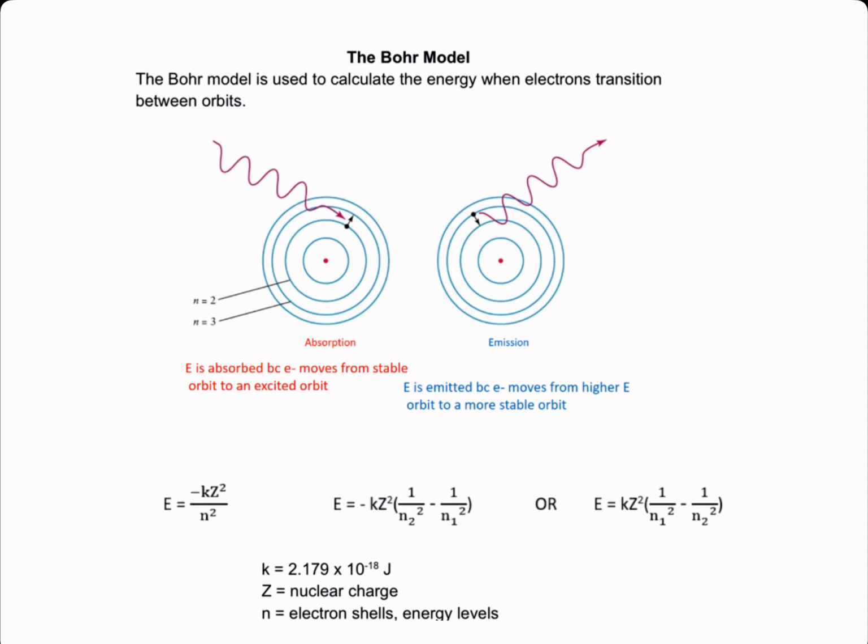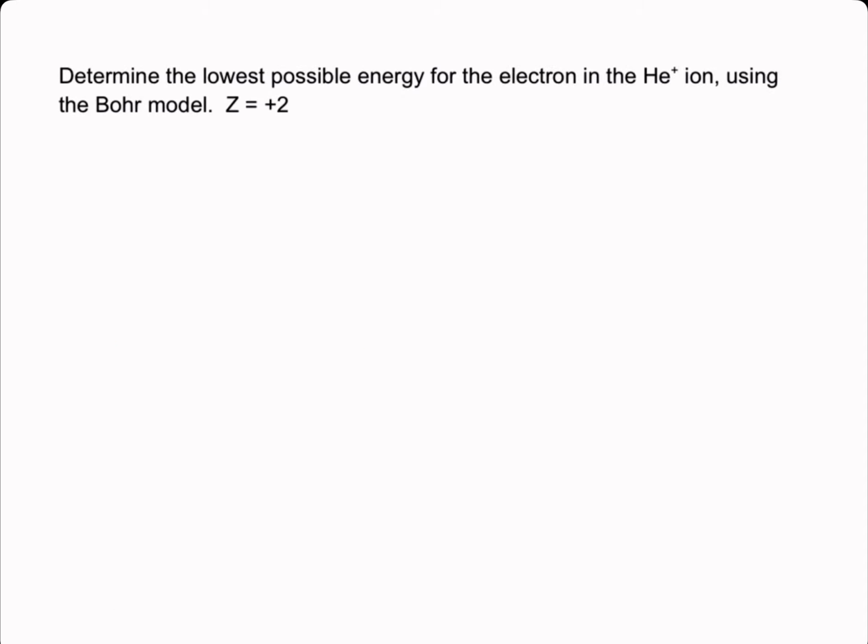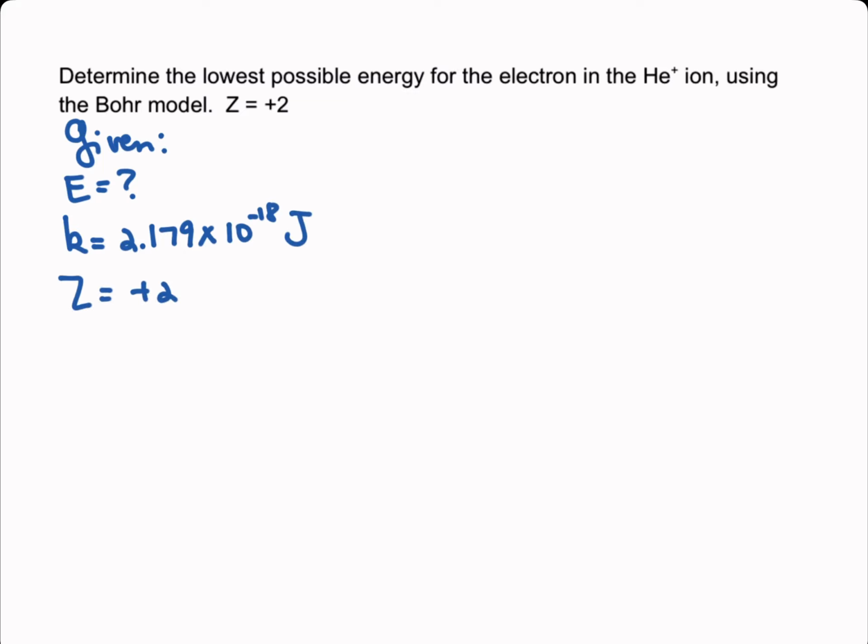Let's do an example. Determine the lowest possible energy for the electron in the helium ion using the Bohr model and Z equals +2. You want to always start with our given. Energy is our question. Our constants, 2.179 times 10 to the negative 18 joules. Z is equal to +2.